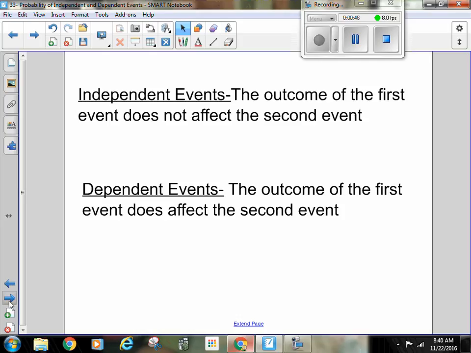So you take a piece of candy out of your Halloween candy and you eat it, and then you go back in. Well, now you don't have that piece there. So that's a dependent event.